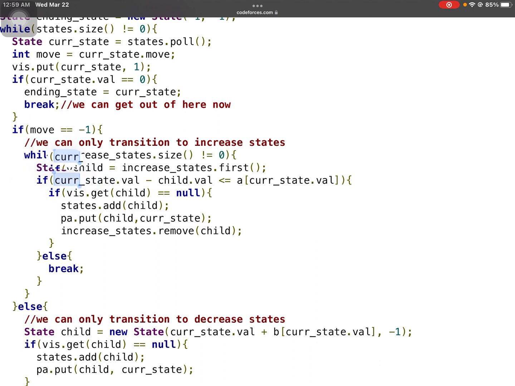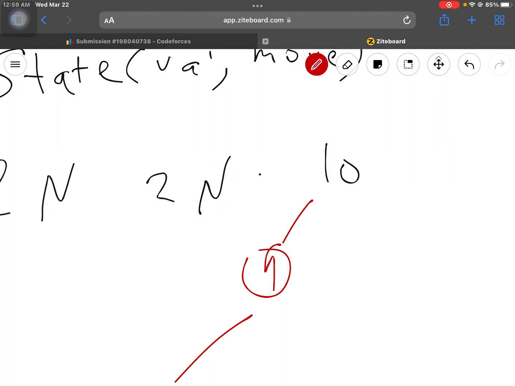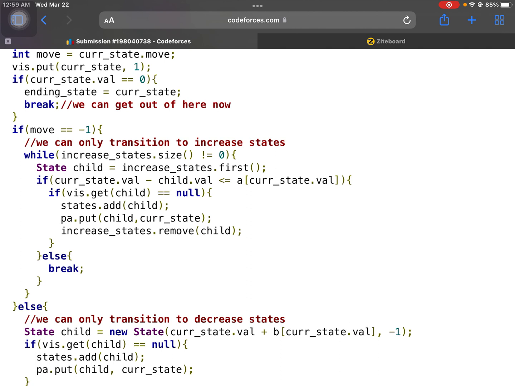This condition is basically saying that if you have 10, you can only decrease it by 5. So you know that 10 minus 5 has to be less than or equal to 5. But you put the biggest ones first because obviously those are going to work quicker. And so once it doesn't work, you don't have to check the rest of them because you know that, with the else break, they won't work. So you put this child in the states. If you have not visited the state, then you add the child to it, and then basically you keep track of the parent state.